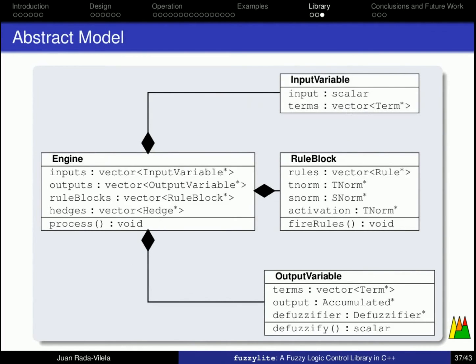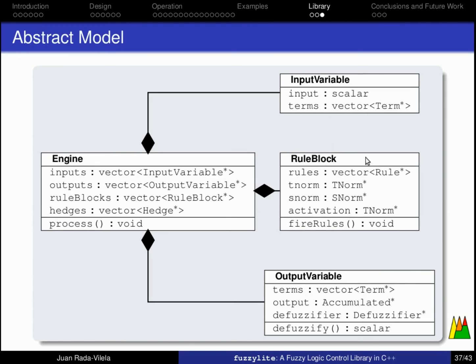And lastly, this is the abstract model of Fuzzlight. So we have an engine that is the controller itself. So you have a vector of input variables, a vector of output variables, a vector of rule blocks, and a vector of hedges. Every time you set the values for input variables, you call process, and then that should be it. The input variables have an input value that is a type scalar that can be defined as a float or as a double, and a vector of terms.